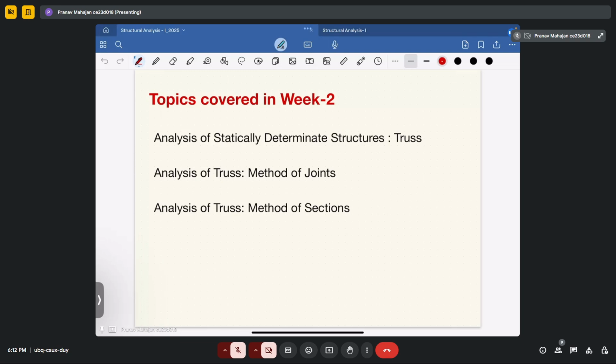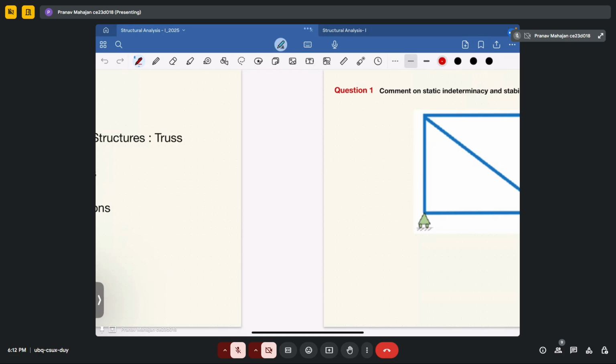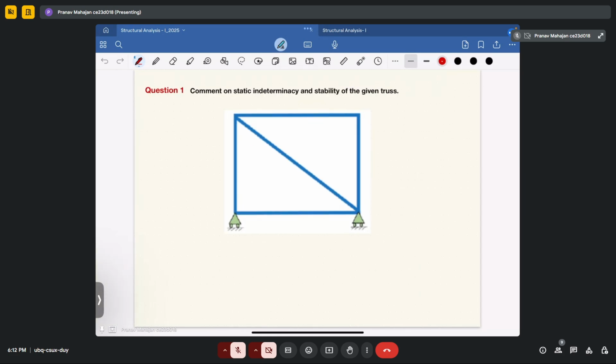You can't decide that I will choose only one method and remember one method to solve the problem. You have to know both the methods, then only you can efficiently solve the problems related to trusses. So now let's start the first problem related to trusses.